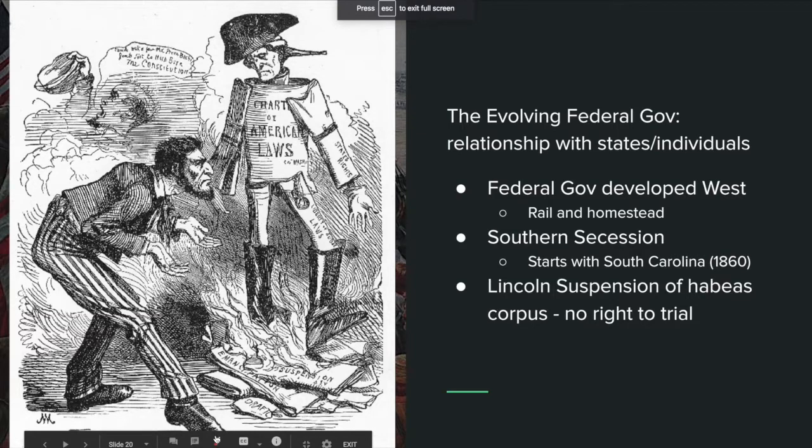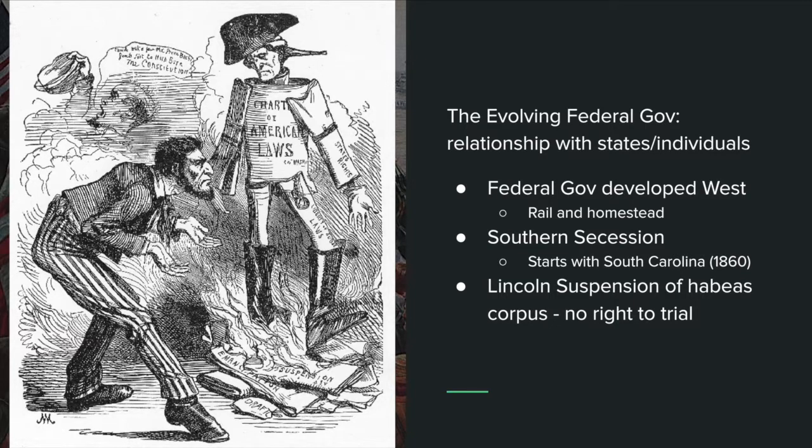During this unit, how is the federal government and its relationship with the states and individuals evolving? First off, the federal government is going to gain a ton of power during this time. They are going to use that power to develop the West, right? They're going to pass those railroad acts, they're going to pass the Homestead Act, and they are going to get the West developed. If you asked Thomas Jefferson if the federal government should be doing things like that, he would say definitely not, but the federal government, again, is gaining power at this time.